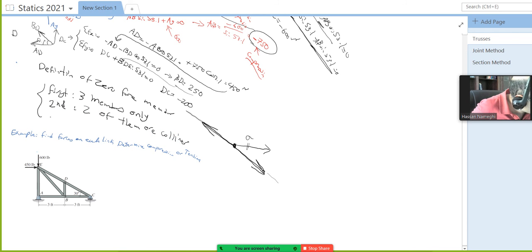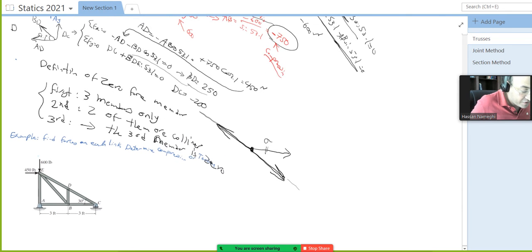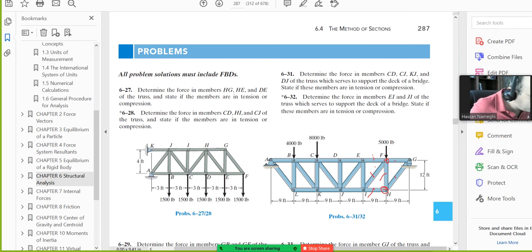And then once you found the third one, you can say the third member is zero. Let me just give you some skills, right? How to find them. So I'm going to go to the book and then we look into different places, right?